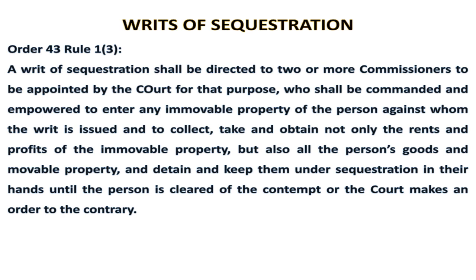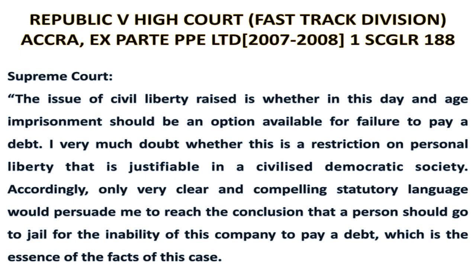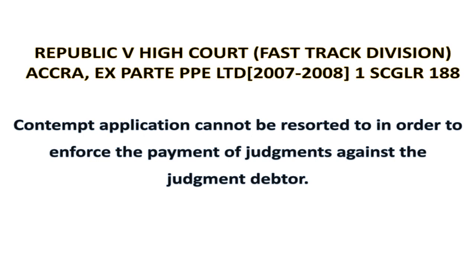So, inasmuch as Order 43 Rule 1E provides committal as a means of enforcing judgments for the payment of money, remember that the Supreme Court has mentioned that in this day and age, it doubts whether that is a restriction on personal liberty that can be justifiable in a civilized democratic society. So we frown on contempt applications to compel people to pay a judgment debt. As far as I'm concerned, you are supposed to resort to other convenient modes of enforcing your judgments, but not committal, if it's about payment of debt.